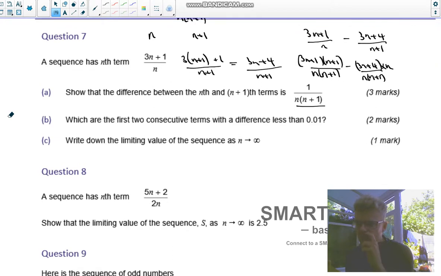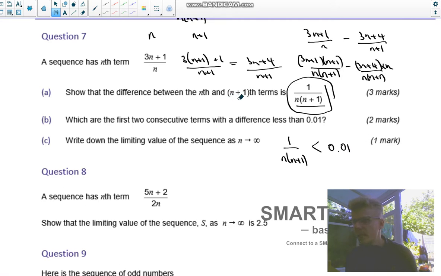Which are the first two consecutive terms with a difference less than 0.01. So you could try this on your calculator, but the question really is, when is this expression here, 1 over n times n plus 1, less than 0.01? So for a value of n, when you take the next term, which will be the n plus 1 term, and you take them away, when is this less than 0.01? Is this easy to answer? Well, perhaps if we just mess around with it.